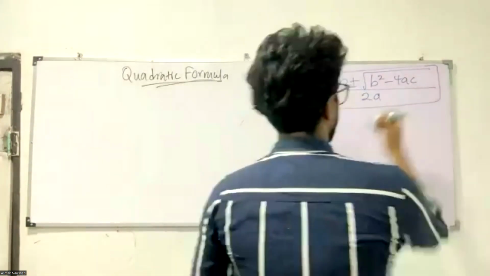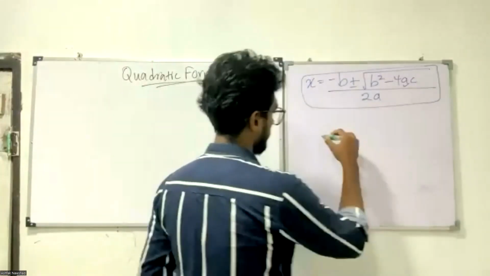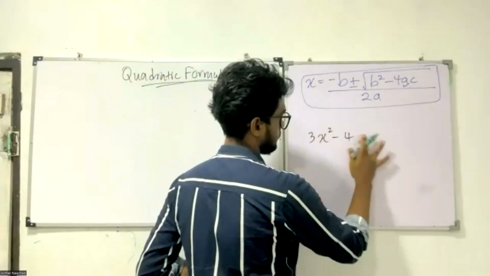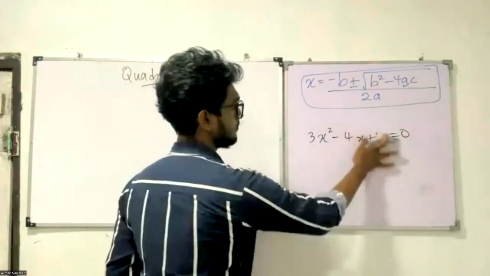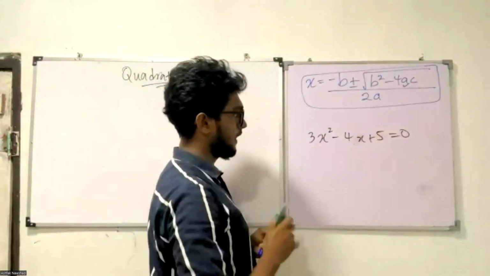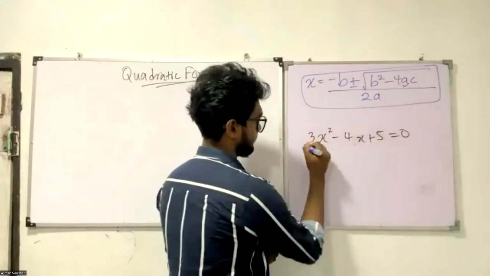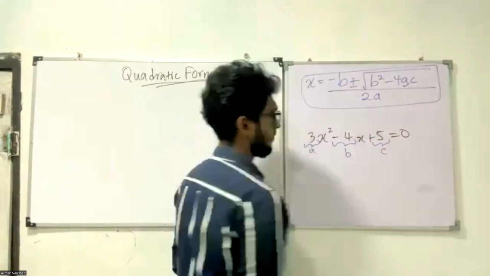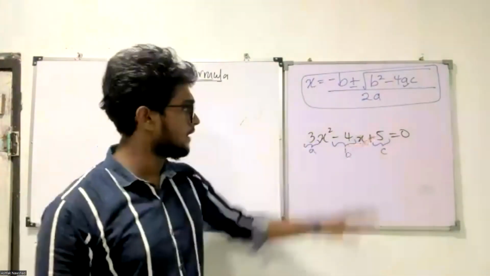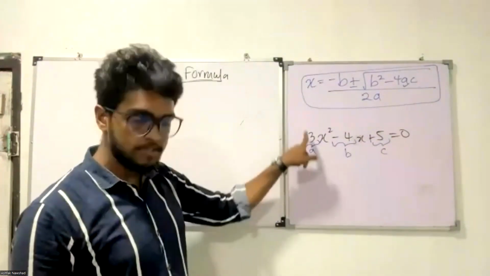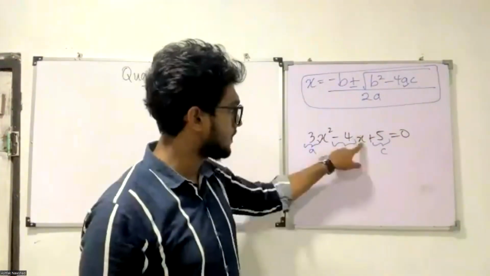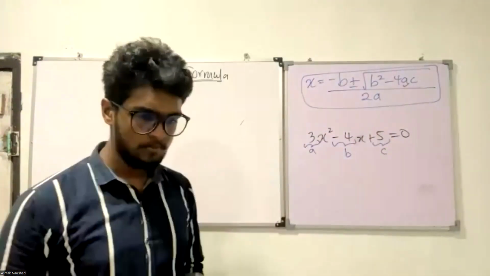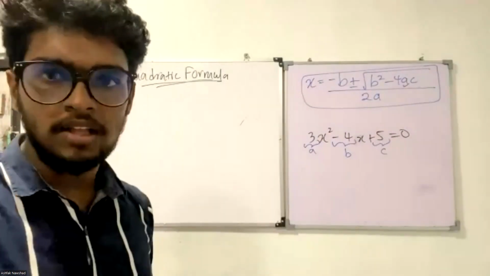See, we need to know what a, b, and c are. For example, if I write some quadratic equation like this, this is a, and this is b, this is c. Did you understand what a, b, and c is? a is the leading coefficient, correct? b is the coefficient of the linear term, of the x term, and c is the constant term. Is that clear? What a, b, and c are?